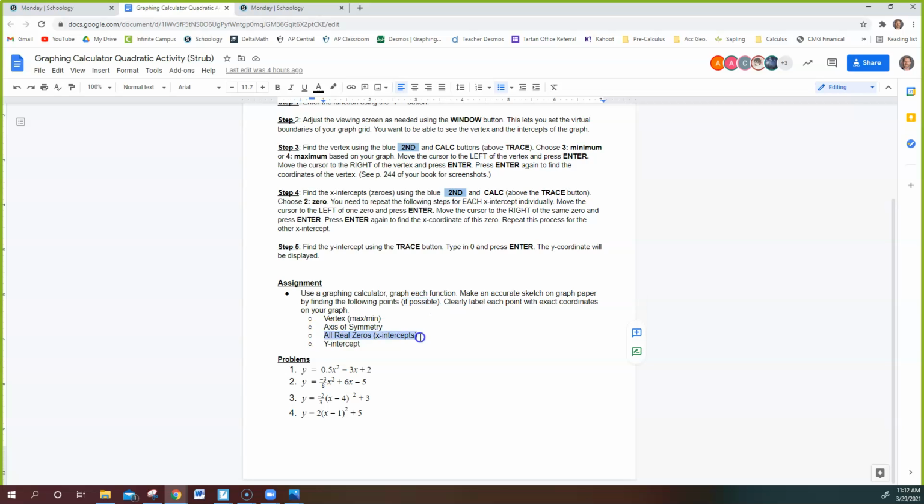Notice here it says if possible. Sometimes you don't have any real zeros, or sometimes your y-intercept is so big that it doesn't make sense to put it on your graph. So we'll talk about that today.